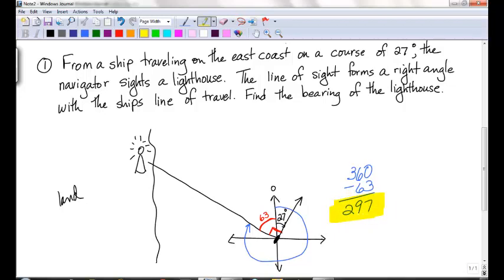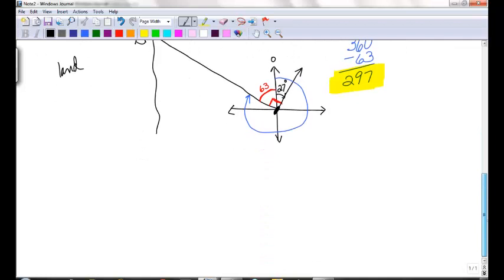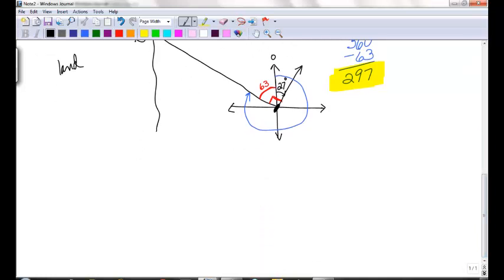Part of it is drawing the picture and understanding the terms that they're asking for. Second problem, and this is tied in with the first one.